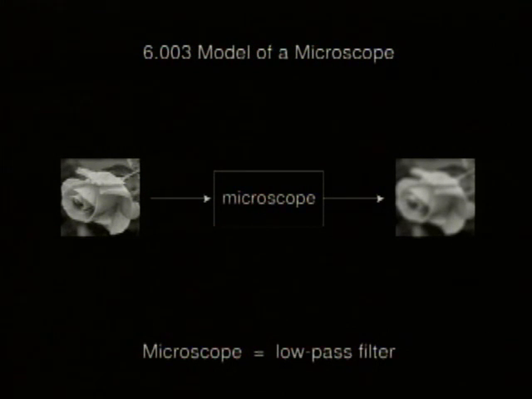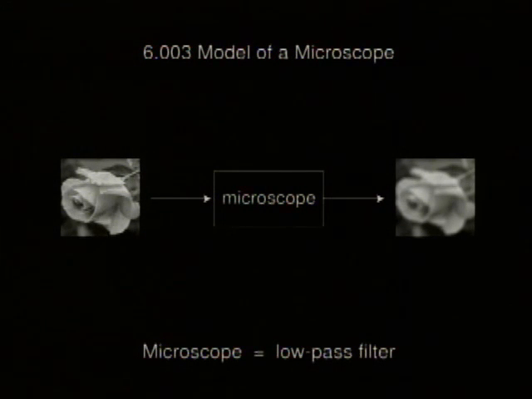So you've all seen this. This is the 003 model of a microscope. 003 microscope, convolve with blurring function. Done. Okay, that's what a microscope is. That's the 003 model of a microscope.